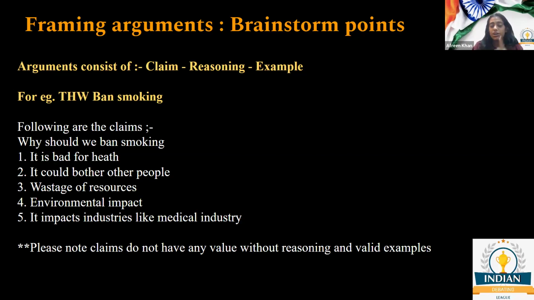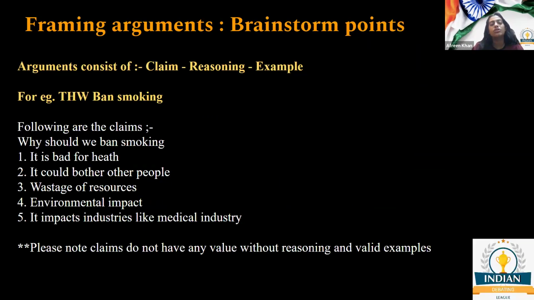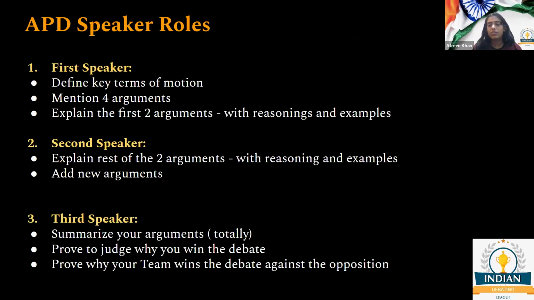As first speaker, you would then explain the first two arguments. What are the first two arguments here? One, it is bad for health, and two, it bothers other people. So the first speaker mentions the claims, elaborates properly with reasonings and examples the first two arguments, concludes the speech with a concluding line, and that's it for the first speaker. Definition, mention, and elaboration of two arguments.